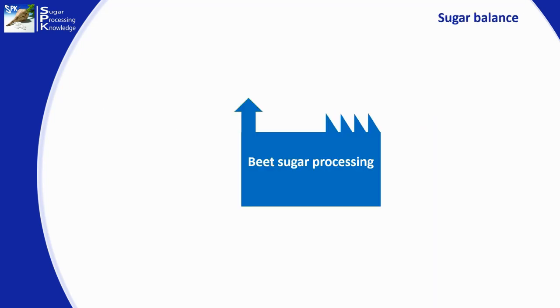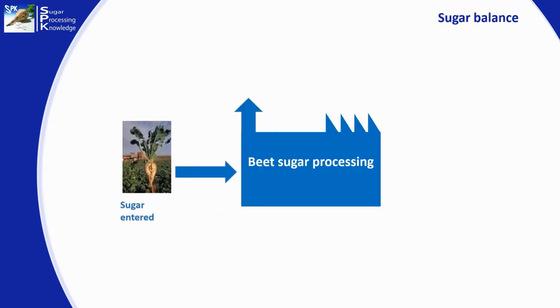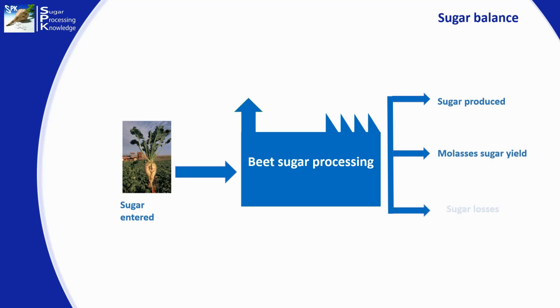If we look at the sugar balance of a sugar factory, from the sugar present in the beet, we will have at the end of processing the extracted sugar, the sugar that remains in molasses, and the different sugar losses. The extraction sugar or sugar yield is the ratio between the produced sugar and the entered sugar in percent.